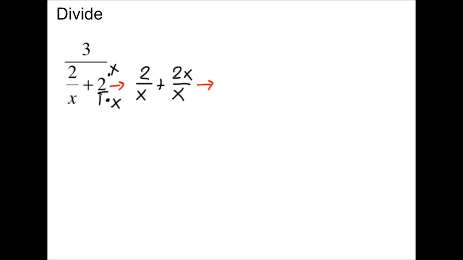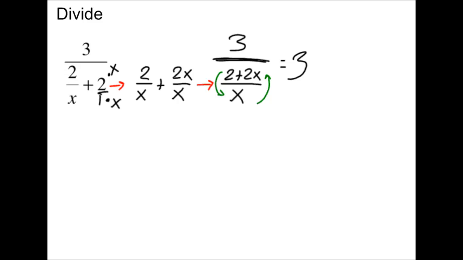This gives me 2 plus 2x. They're not like terms, so I don't combine them, over an x. So now I have one single fraction. Remember, I still have this 3 over the bigger division line. So now it's time to flip. We're going to flip this, and instead of writing that division, we're going to write it as multiply. So now I have 3 times x over 2 plus 2x.